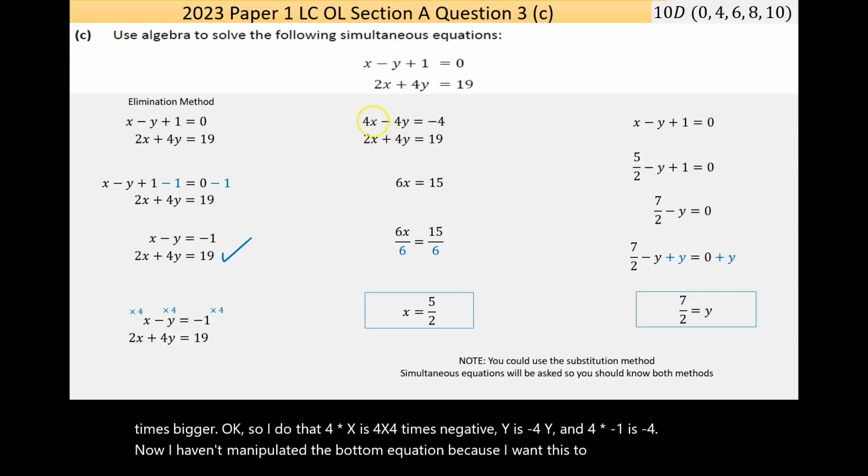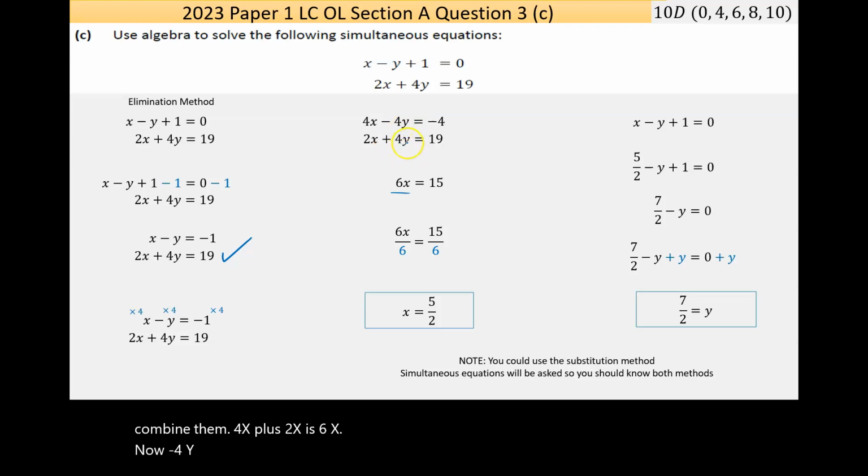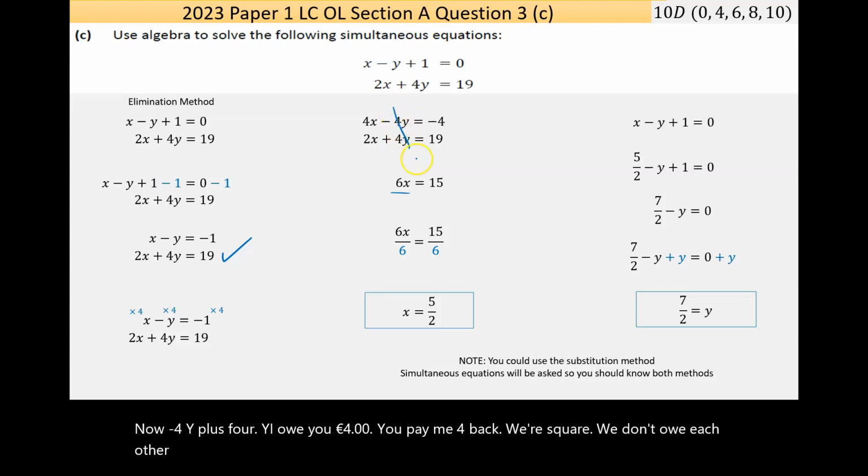When I combine them, 4x plus 2x is 6x. Now, minus 4y plus 4y, I owe you €4, you pay me 4 back, we're square. We don't owe each other anything, so they're cancelled. Now, minus 4 plus 19 is plus 15.